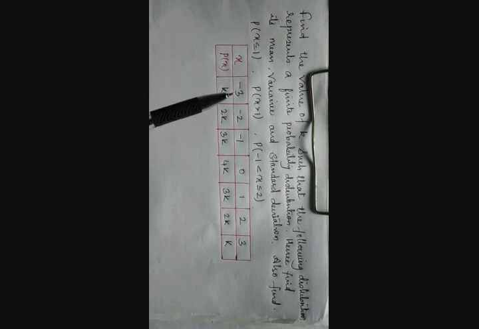Okay, let us start with an example. Find the value of k such that the following distribution represents a finite probability distribution. That is nothing but, finite probability distribution is nothing but discrete probability distribution. Hence find its mean, variance and standard deviation, and also we are going to find a few of the probability values, where x is less than or equal to 1, where x is more than 1, where x lies between -1 to +2. Okay, the table is given.